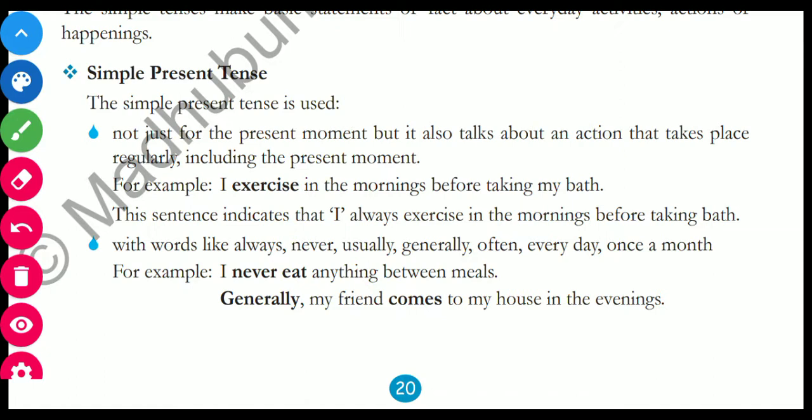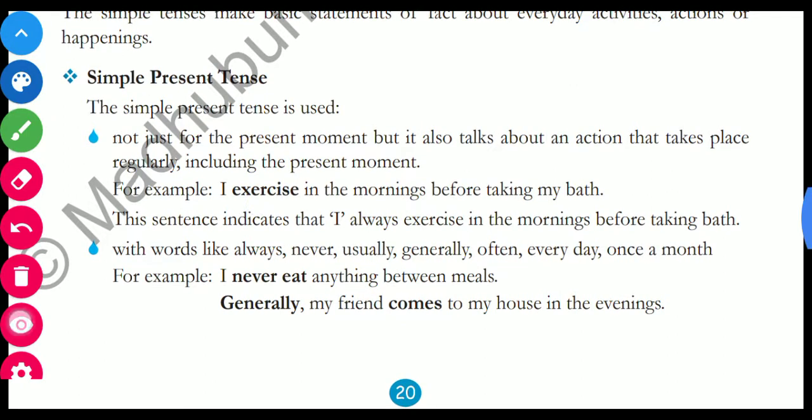See the example according to the book. I exercise in the mornings before taking my bath. So this is the regular habit over here. Exercise is a verb, and it shows that this is a habit which is being performed on a daily basis. Now next, with words like always, never, usually, generally, often, every day, once a month also. I never eat anything between meals.